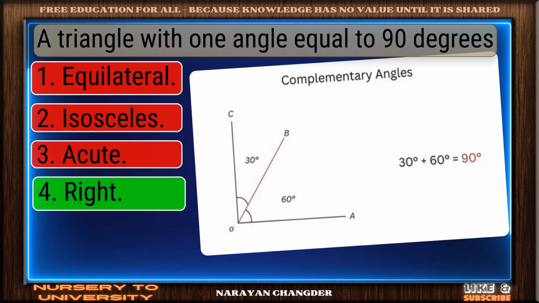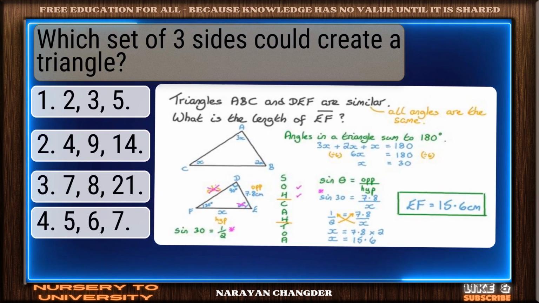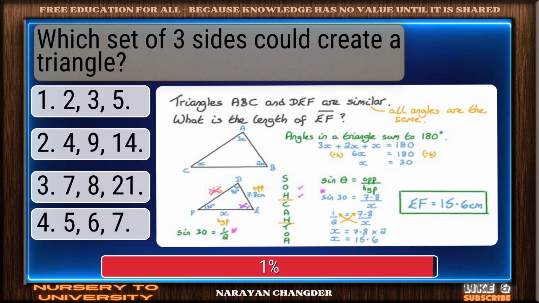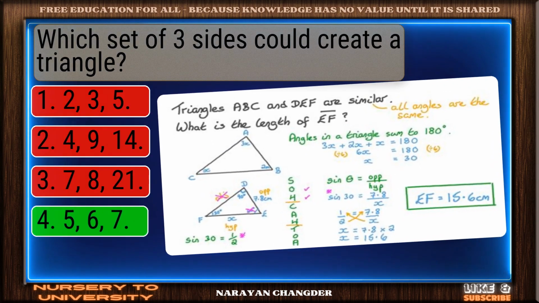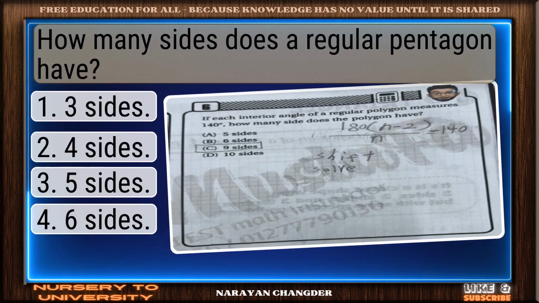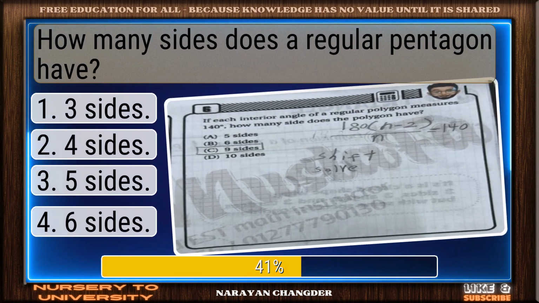Good thinking. Right is the right answer. Question number 171. Which set of 3 sides could create a triangle? Solid response. 5, 6, 7 is a valid choice. Question number 172. How many sides does a regular pentagon have?